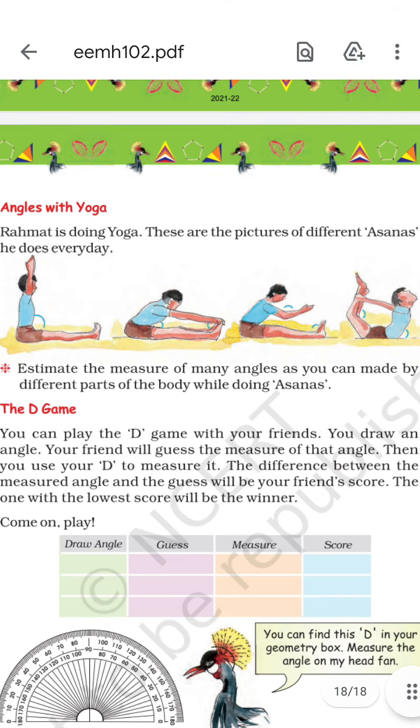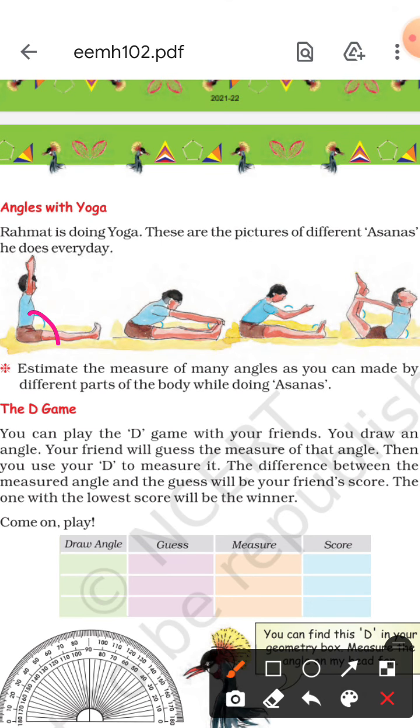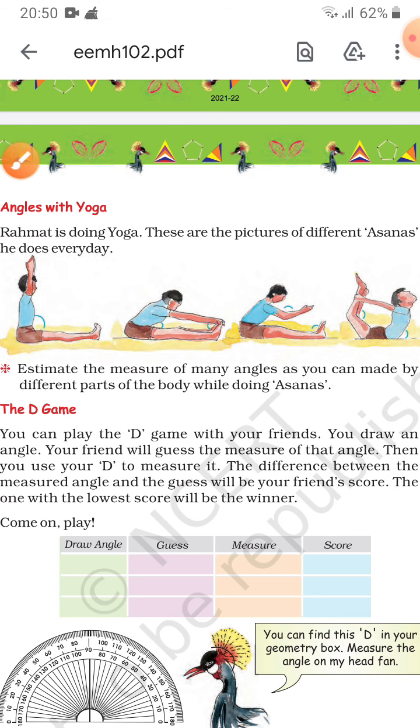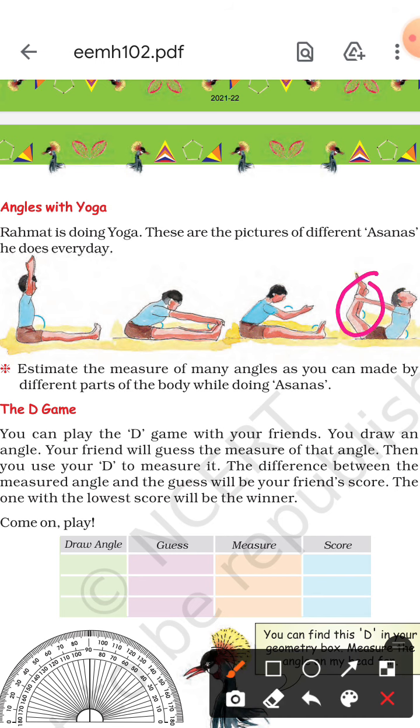If you want to estimate, this looks like the right angle, that means 90 degree. This one is looking less than 90 degree. This is also looking less than 90 degree. This is looking greater than 90 degree. This is looking like the L pattern, that means right angle. In this figure the angle is looking greater than 90 and this one is lesser than 90.